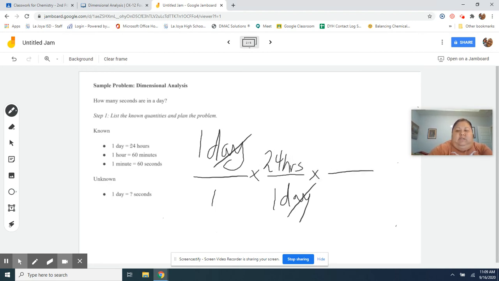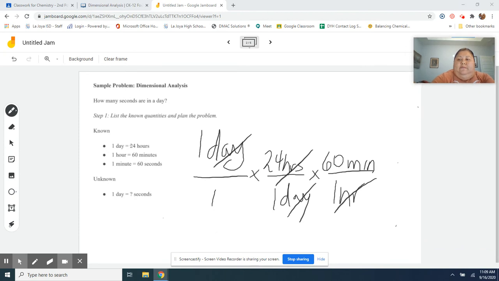Okay, so then I extend it. And now I have hours. So I'm going to use the second bullet: 1 hour equals 60 minutes. So where am I going to put hours? I'm going to put hours on the opposite side. Since I have 24 hours on top, I'm going to put the 1 hour on bottom, so it can cancel out my hours. And now I'm left with these 60 minutes. Okay.